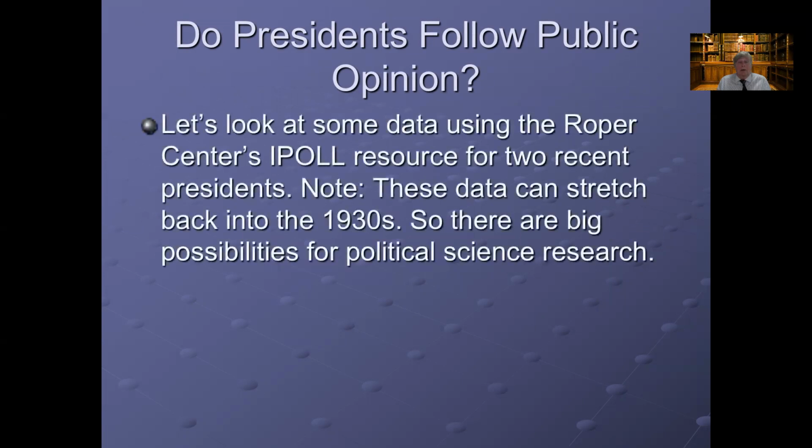Let's look at some data using the Roper Center's iPoll resource, the one we just looked at a few minutes ago, for 2 recent presidents. We'll look at some poll data on Trump, and we'll look at some poll data on Biden. Even though we're looking at 2 recent presidents, note that these data can stretch back into the 1930s. And so there are big possibilities for political science research going all the way back to Herbert Hoover and Franklin Roosevelt, and continuing through every president all the way up through Joe Biden.